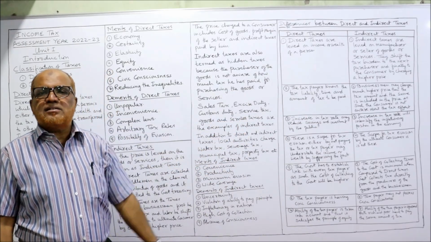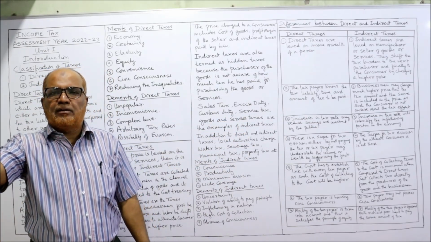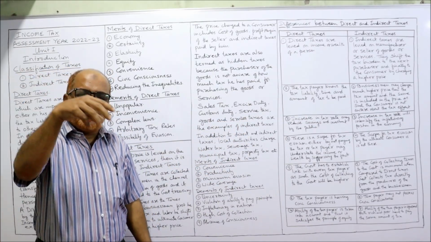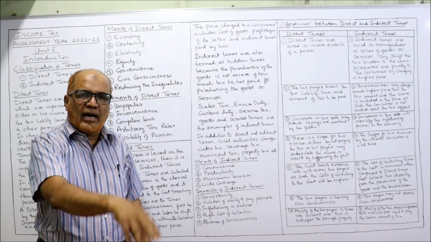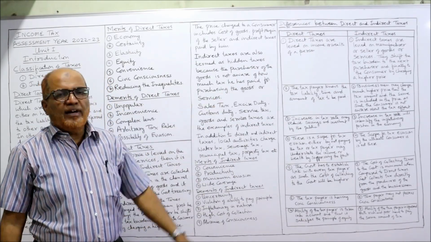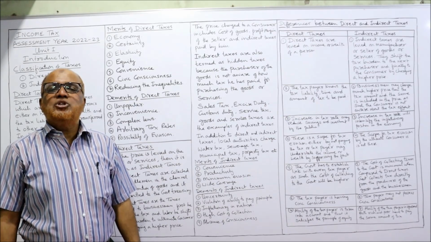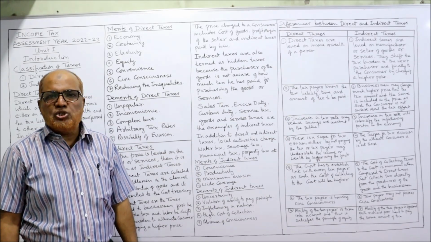In case of direct taxes, the tax burden cannot be shifted. When the tax is imposed on a particular person, he alone or she alone has to pay. In case of indirect taxes, the burden can be shifted to the ultimate consumer.